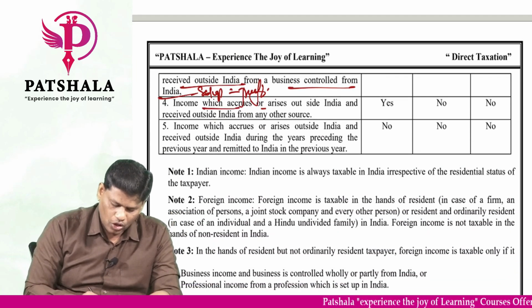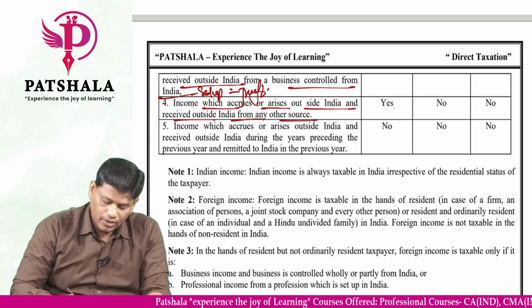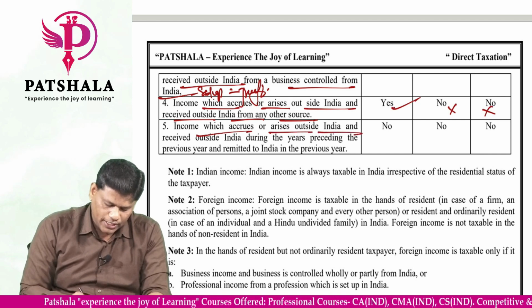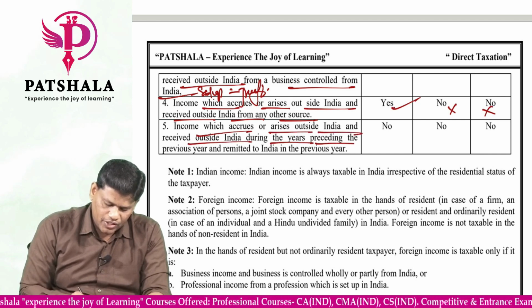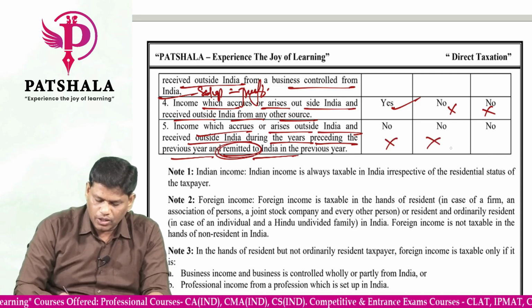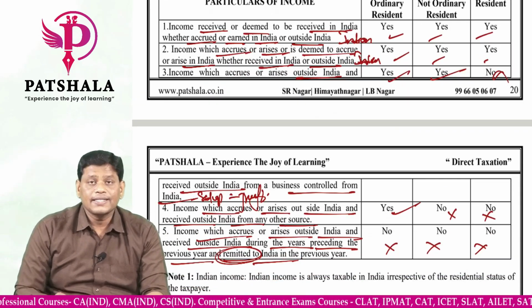Similarly, income which accrues or arises outside India and is received outside India from any other source, that is a normal foreign income: taxable, not taxable, not taxable. Income which accrued or arose outside India during the preceding previous years and is remitted to India: not taxable, not taxable, not taxable. So, this is the tax incidence table.